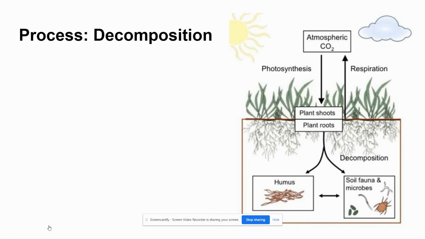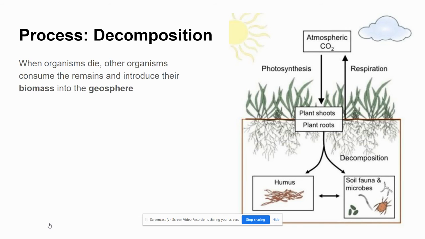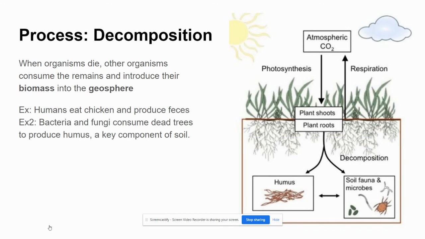The next process is the decomposition. We cannot talk about life if we don't talk about death. They go hand in hand. Something that is alive will definitely be dead someday. So when organisms die, the other organisms consume the remains and introduce their biomass into the geosphere. So humans eat chicken and produce feces.